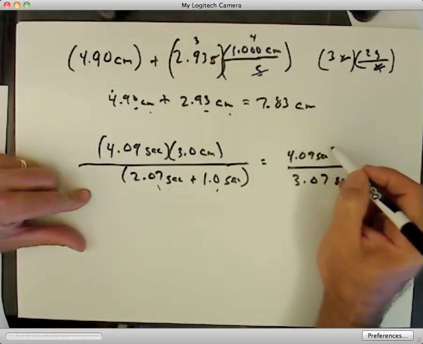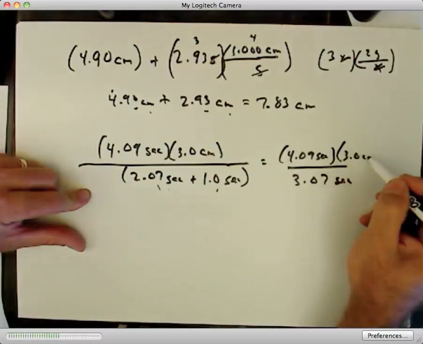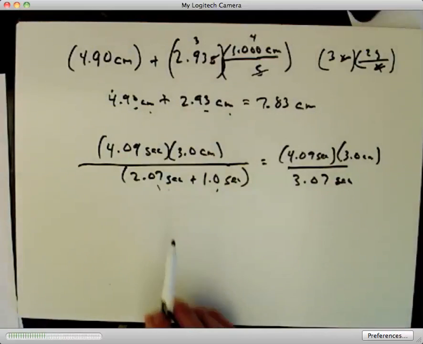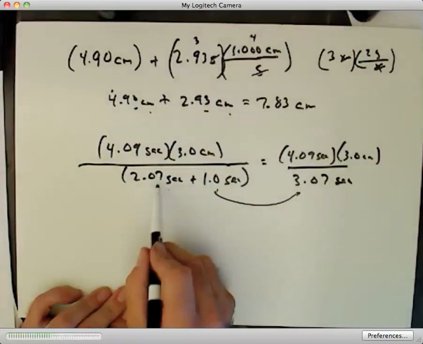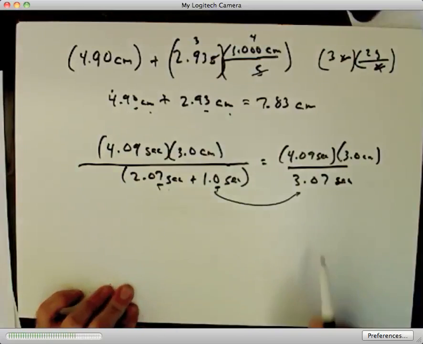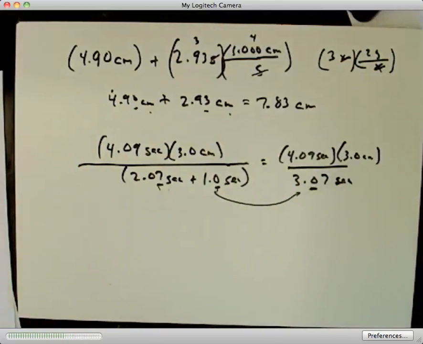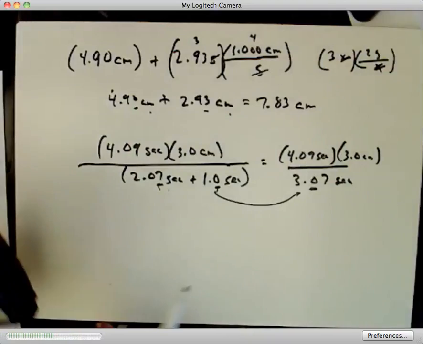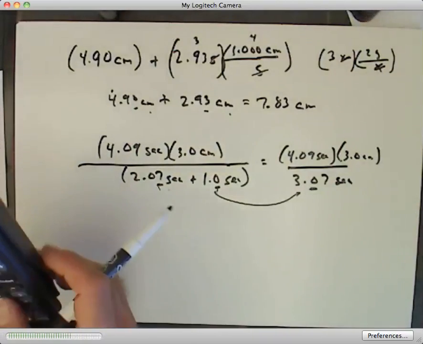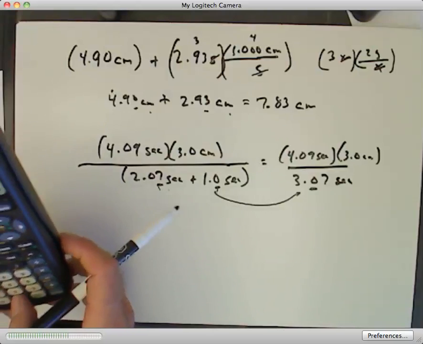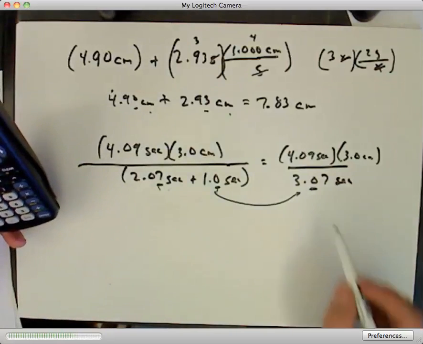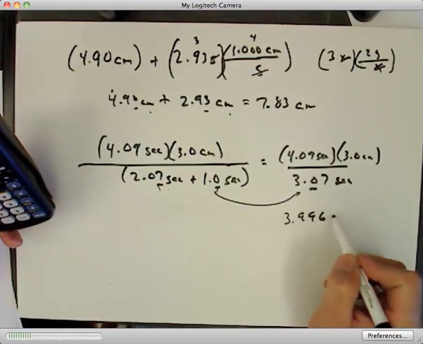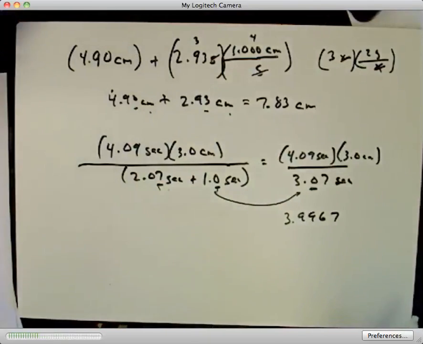4.09 seconds times 3.0 centimeters. And let's look at the math. Okay, wait a second. I got ahead of myself. This addition problem gave this answer. This was hundredths place. This was tenths place. Oh, you know what? That should have been rounded there. Now I'll mark that 0 to remind myself that that denominator is 2 sig figs. When I put all of this in my calculator, I get 4.09 times 3.0 divided by 3.07, and I get 3.9967, etc.